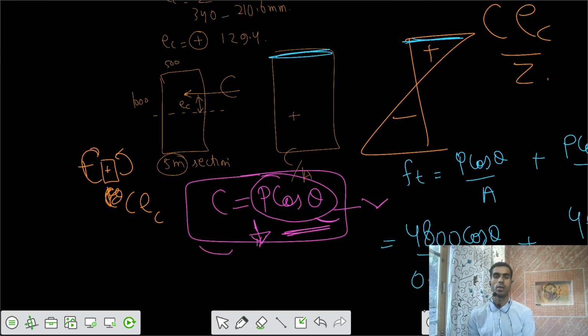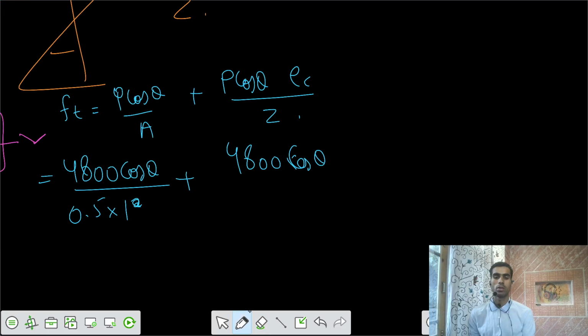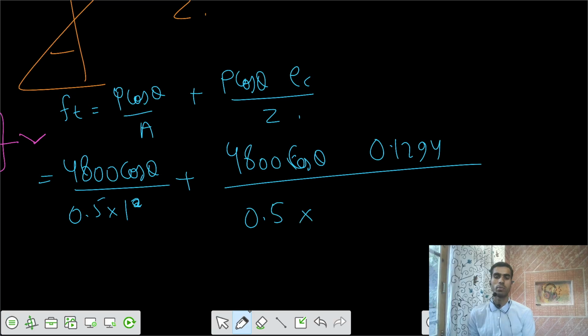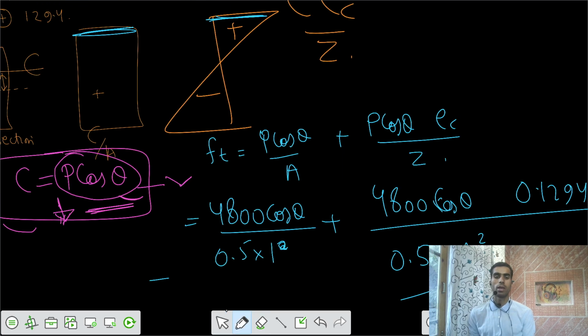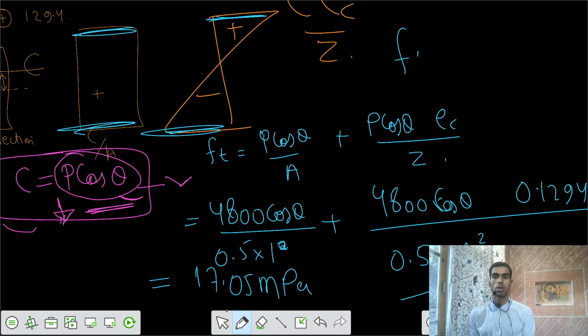What is this EC? 129.4. So we can write 0.1294 divided by section modulus BD square by 6, and you can get the values. The top value is 17.05 megapascal, and the bottom value is this minus this. So bottom, we already have that value, 2.14 megapascal. Again, that is the same stress variation.